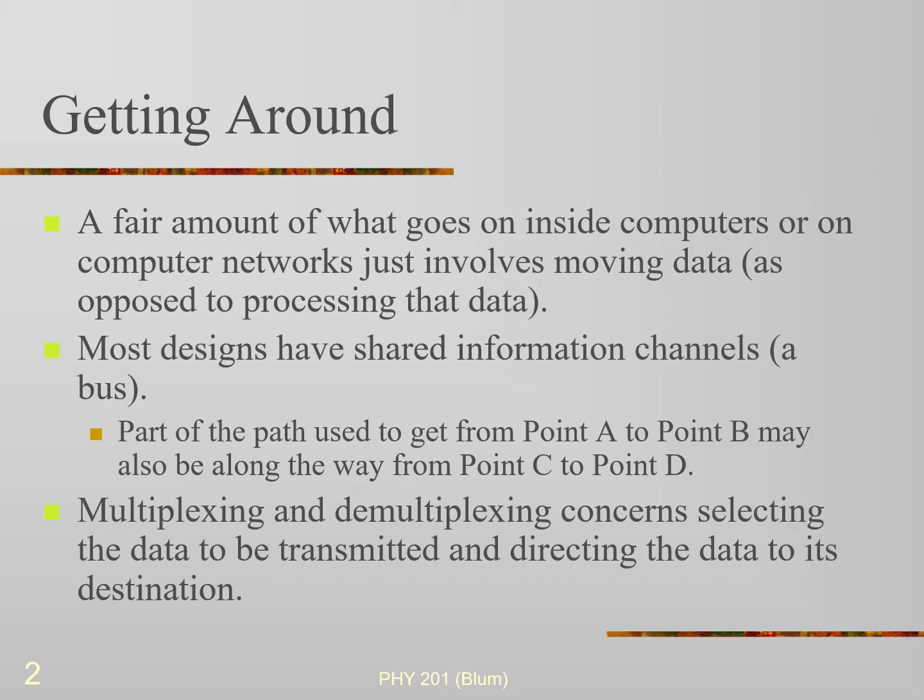So we need to make a decision at a given instant which of all the possible sources of data is going to get through. That's the job of the multiplexer. And which of all the possible destinations is going to get the answer. That's the job of the demultiplexer.